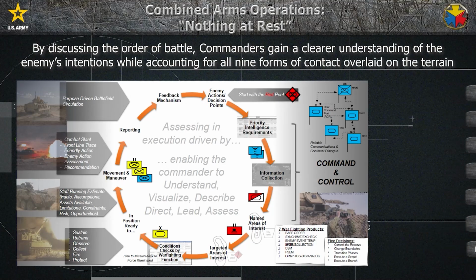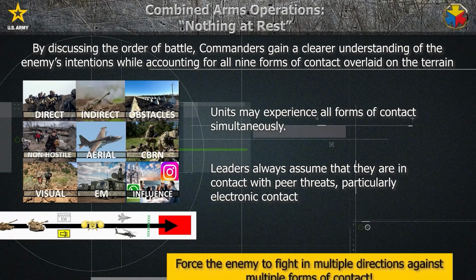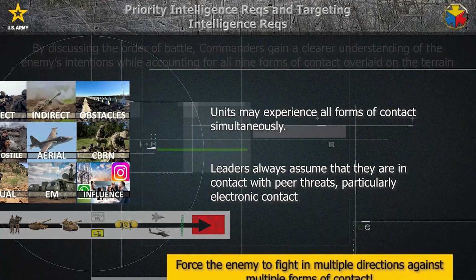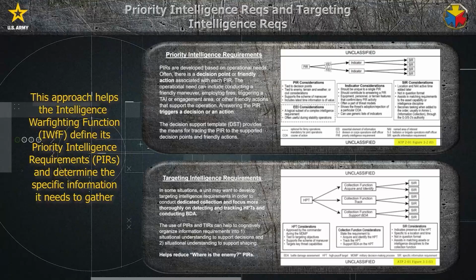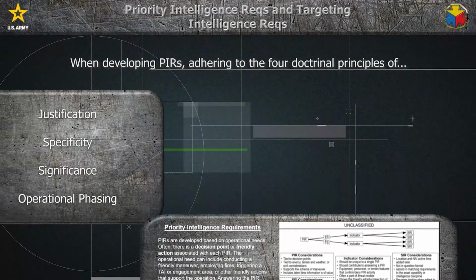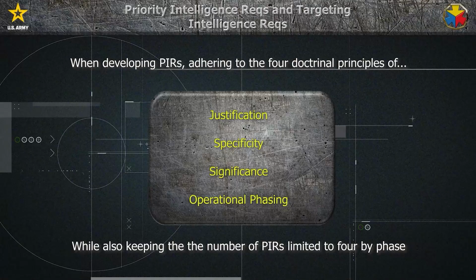By discussing the order of battle, commanders gain a clear understanding of the enemy's intentions while accounting for all 9 forms of contact overlaid on the terrain. Additionally, this approach helps the intelligence warfighting function define its priority intelligence requirements, or PIRs, and determine the specific information it needs to gather. When developing PIRs, adhere to the 4 doctrinal principles of justification, specificity, significance, and operational phasing, while also keeping the number of PIRs limited to 4 by phase.